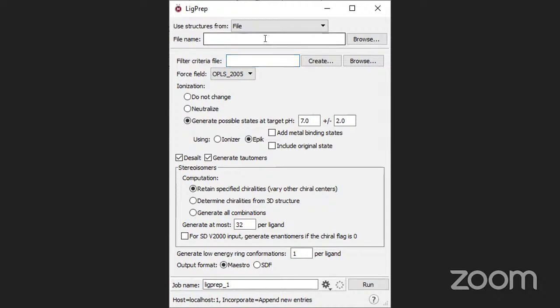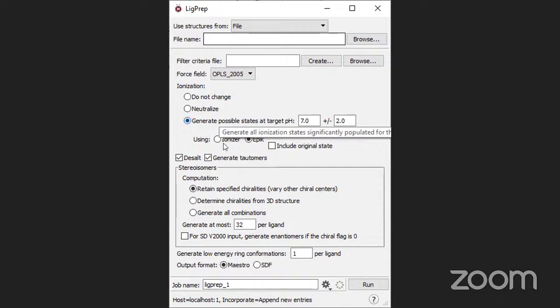That means you need to import that, and here you can see: do not change, neutralize, generate possible states at target pH. But suppose ionization is important. Sometimes we require ionization, sometimes no need. Most of the drugs, when they enter the body, will get ionized and show their action.